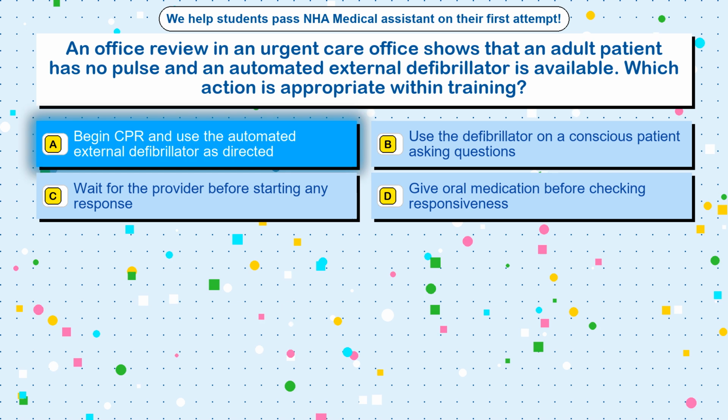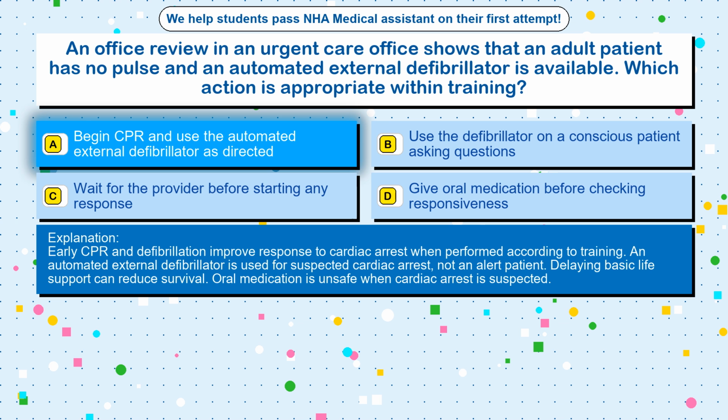The correct answer is option A, begin CPR and use the automated external defibrillator as directed. Early CPR and defibrillation improve response to cardiac arrest when performed according to training. An automated external defibrillator is used for suspected cardiac arrest, not an alert patient. Delaying basic life support can reduce survival. Oral medication is unsafe when cardiac arrest is suspected.